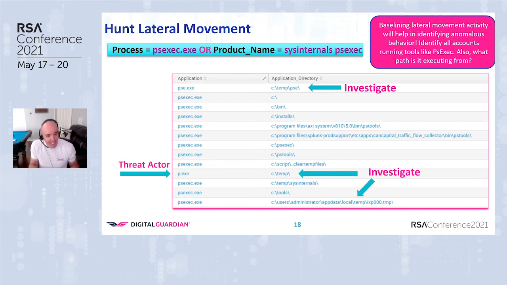Bad guys are very lazy. They like to name their binaries single character or double character binaries. But then when it's executing out of a temporary directory, that just makes it even more suspicious, right? So it's very important to look for these types of things.